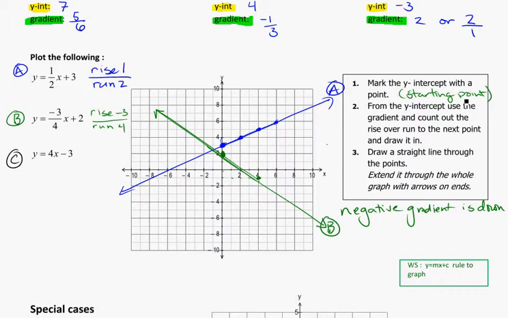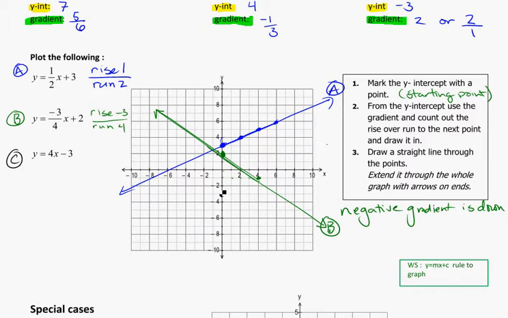Need to find our starting point, which is the y-intercept. So my y-intercept here is going to be negative 3. That's the number without the x. So negative 3, which means I need to go down 3 to put in my first point. That's my y-intercept for this equation.